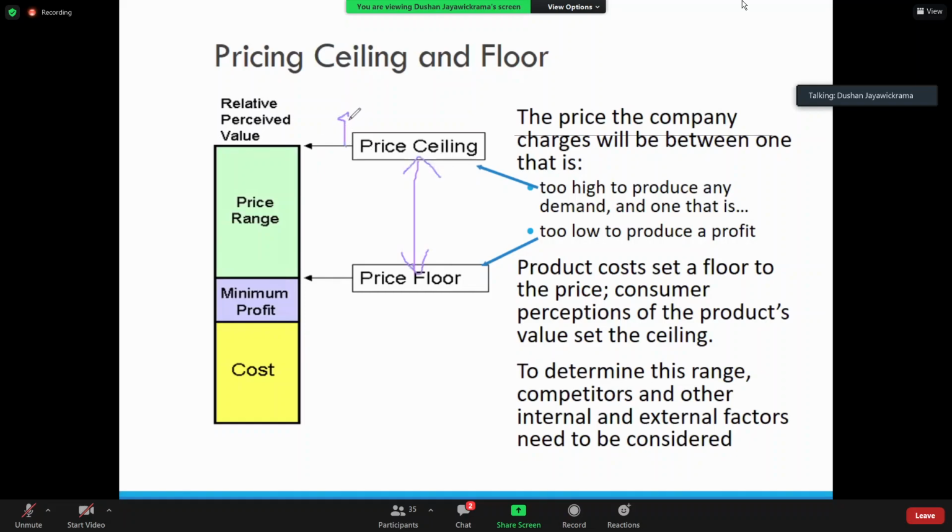Because if you go above price ceiling, this maximum price, what will happen is there is no demand. You can't expect demand if the price goes up above the price ceiling. Price floor is the lowest level you can go down. And if you further bring your price down, what will happen is there is no profit. So without sacrificing the profit or without sacrificing the possible demand, you need to be able to set the price between price ceiling and the price floor. There are many other factors that you need to consider in setting the price, which we will discuss in a while.